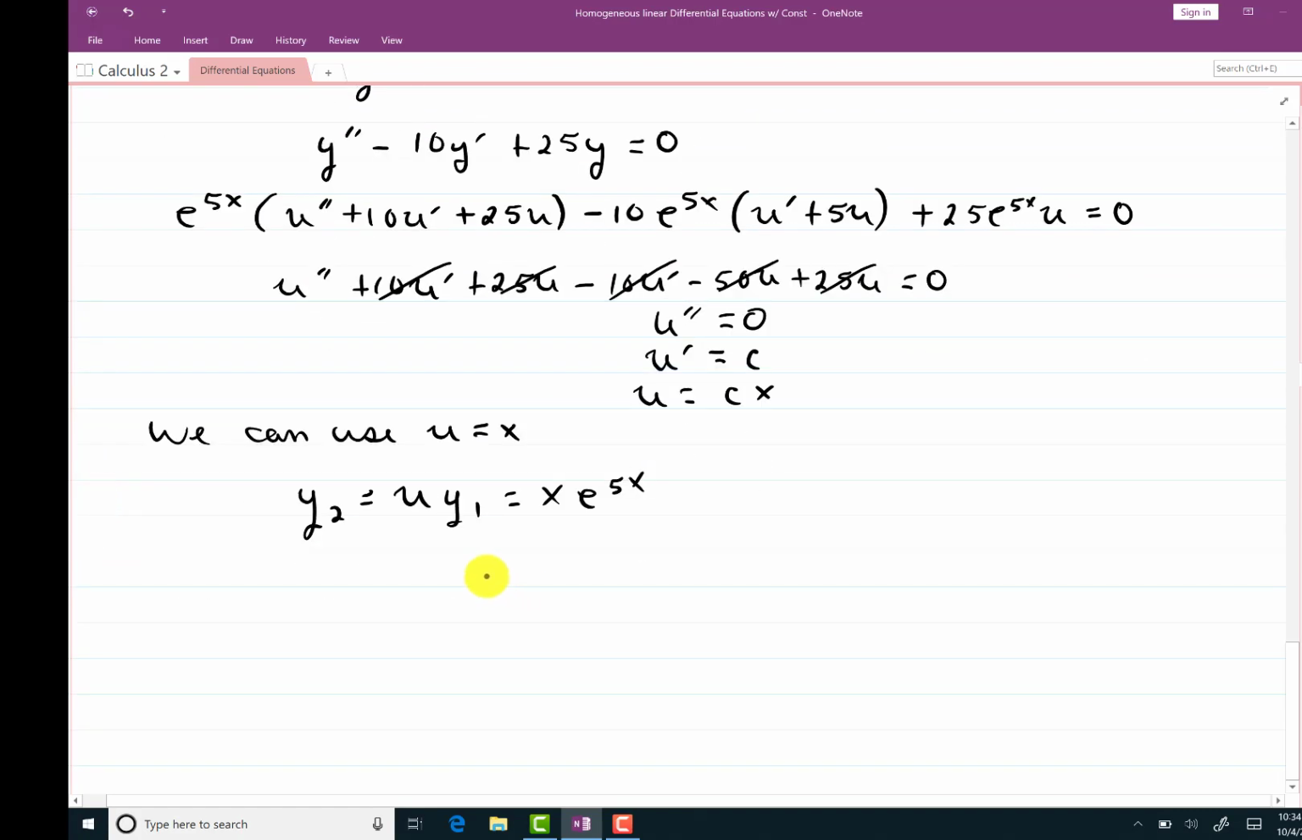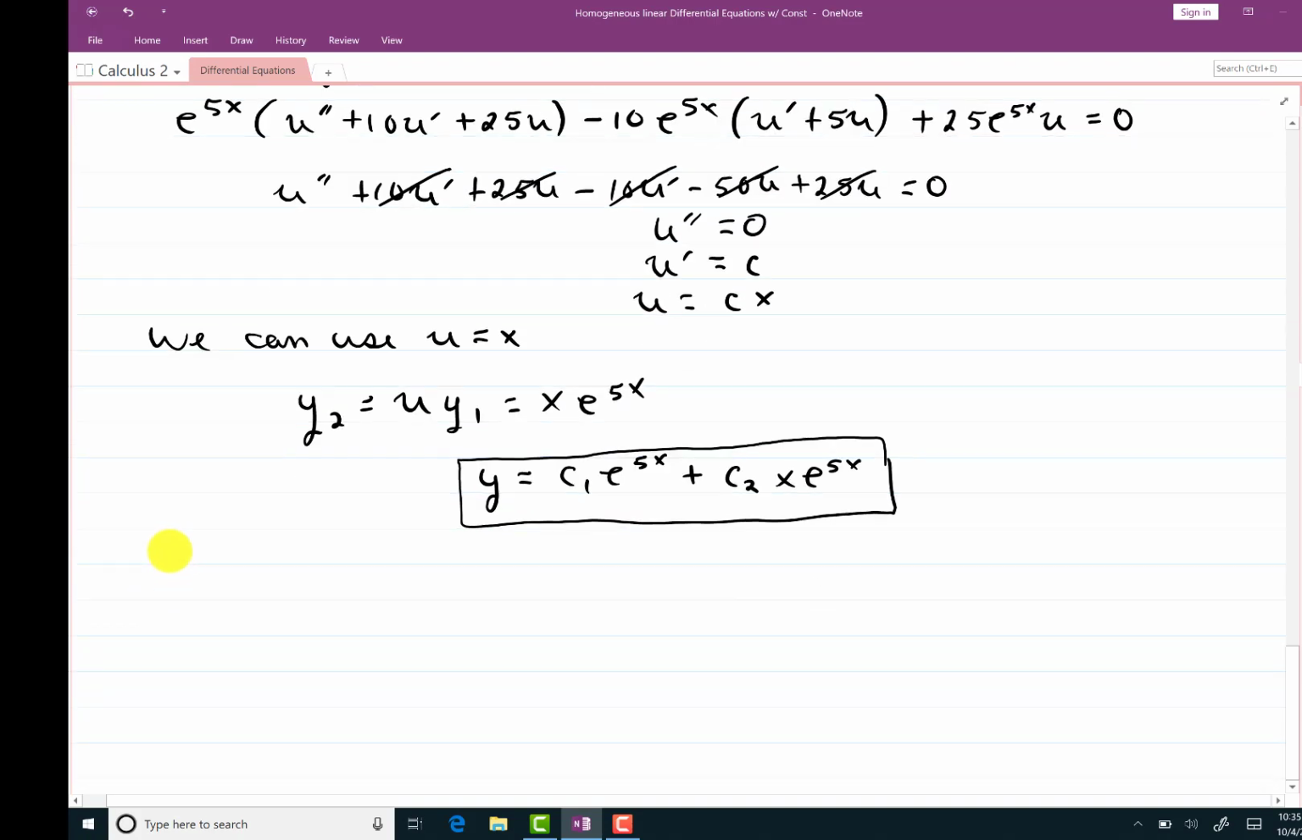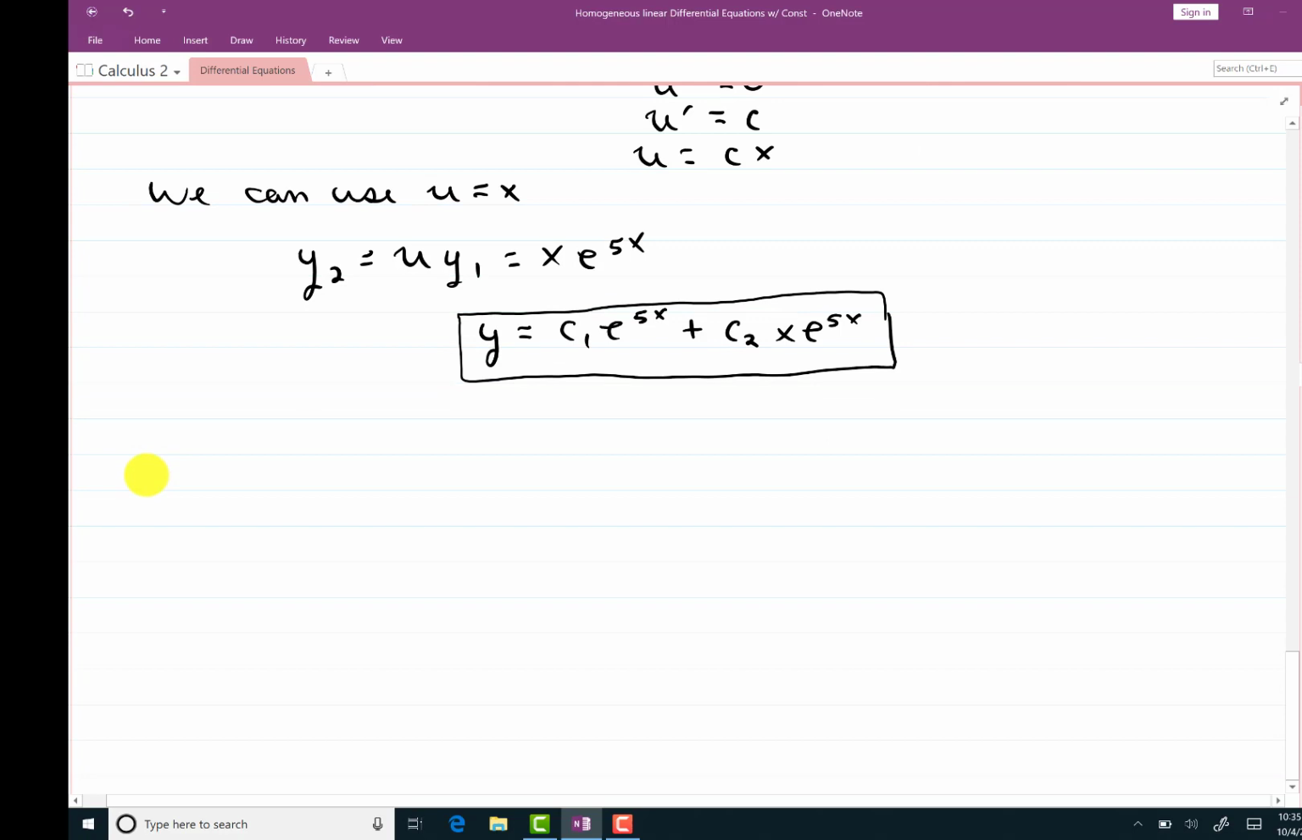And so our solution is actually y equals c1 e to the 5x plus c2 x e to the 5x. And that's how multiple or repeated zeros works. If we have multiple zeros, what we do is we end up throwing an x onto the solution, and this will give us a linearly independent one.